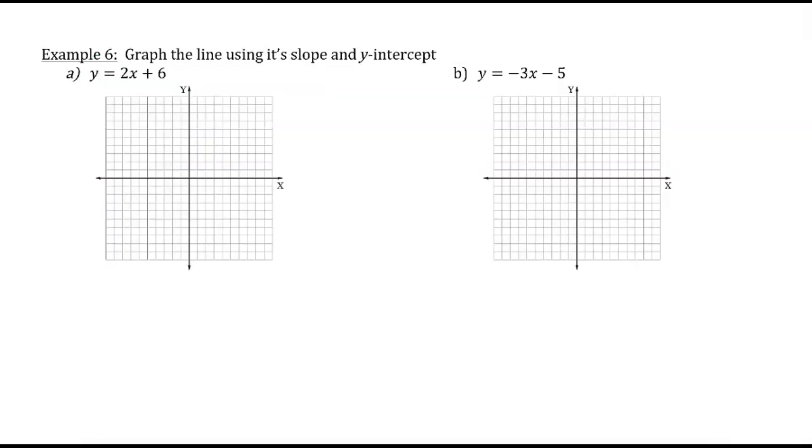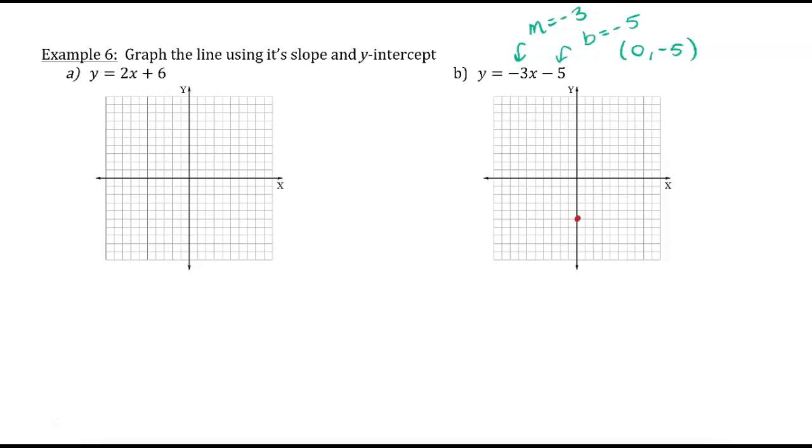In part B, we have the equation y equals negative 3x minus 5. We know that this coefficient with the x term is the slope, so our slope is negative 3. We also know that b, or the constant term, is the y portion of our y-intercept. So with b equal to negative 5, we know we have a y-intercept of 0, negative 5. Let's start by plotting the point 0, negative 5.